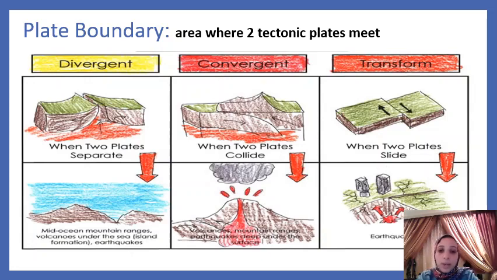The third way of tectonic plate movement is called transform boundary movement, when they slide past each other. The plate boundaries slide past each other. This sliding past each other causes earthquakes to form.